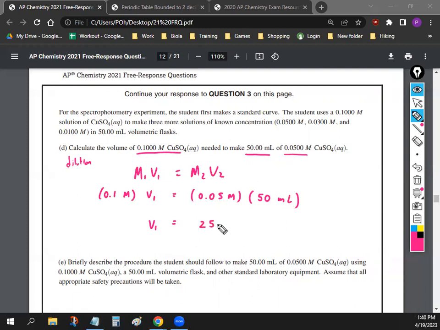Okay. And that's going to give you 25 mL. So you need 25 mL of your 0.1 molar solution to make 50 mL of your 0.05 molar solution. Okay, that's pretty much what this is telling us. Oh, and this is perfect. It goes straight into a procedures problem.